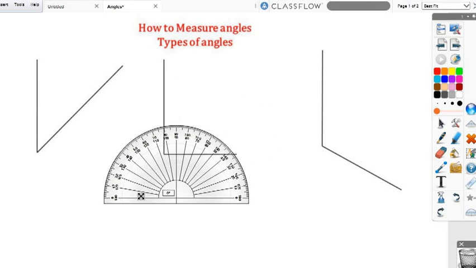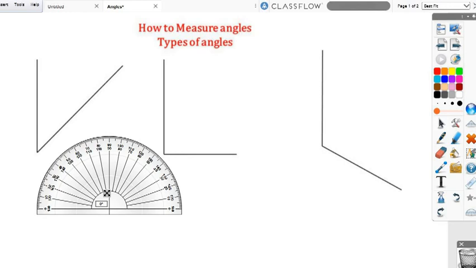With this protractor, if I wish to measure this angle, this is the vertex. An angle is a space between these lines. This is a vertex. Now for me to measure it, we have my protractor here. We have 0, goes round like this till 180. We have 0 in this other direction as well.